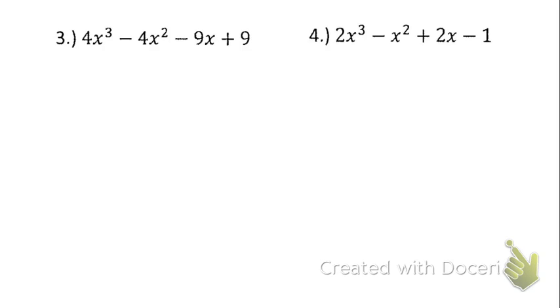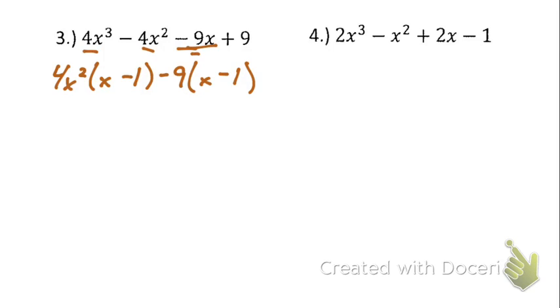Now, let me go a little dirty orange here. So these two have a 4x squared in common. When you take that out, you're left with x minus 1. Here, since that's negative, I'm going to take out a negative 9, because I can. And I'm left with x minus 1. Now be careful. When you take out a negative 9, that's why this became negative 1, because 9 divided by negative 9 is negative 1. And it makes it nice because those two match. So we get x minus 1, and I'm left with 4x squared minus 9.